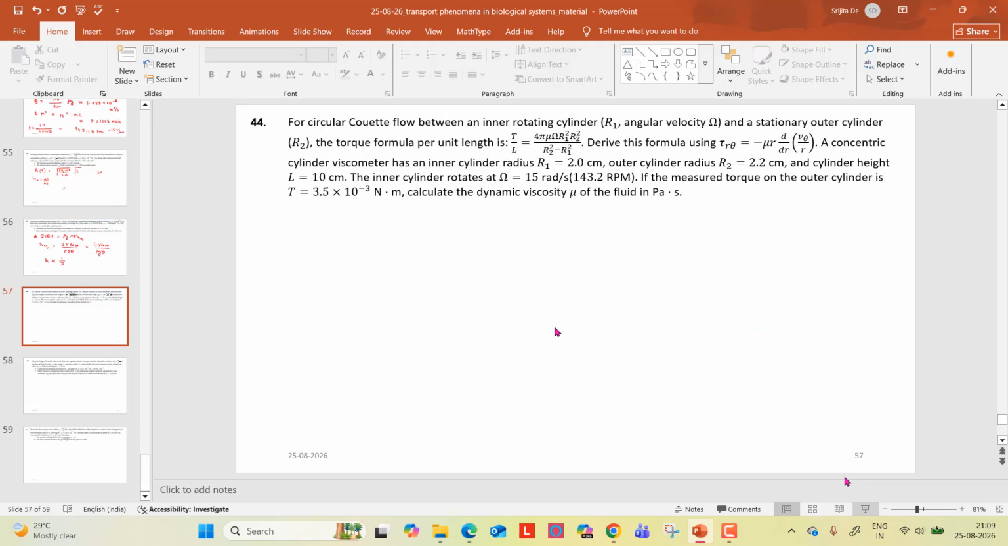Very easy. For circular fluid flow between an inner rotating cylinder and a stationary outer cylinder, the torque formula per unit length is this. Derive this formula using tau or theta.